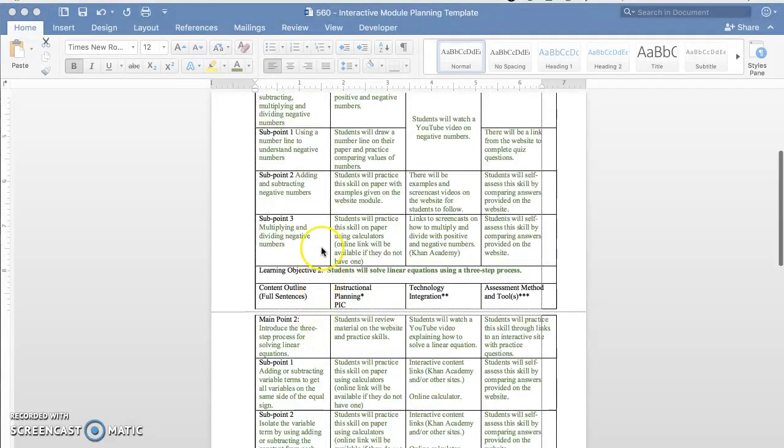Then we'll go into the concept of multiplying and dividing negative numbers. Again, they'll practice their skill on paper. We'll give them some technology, maybe a link to an online calculator in case they don't have one handy. I think Khan Academy is another great resource for them to see something in action and hear the explanation behind it. And again, they'll self-assess the skill by comparing their answers with the ones provided.